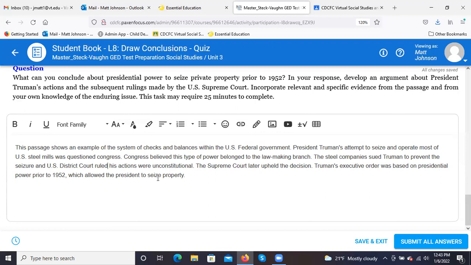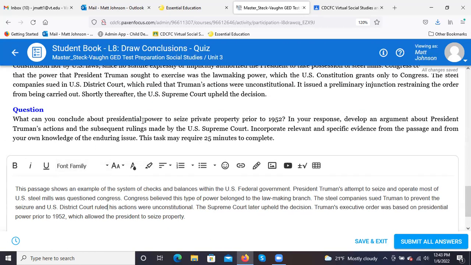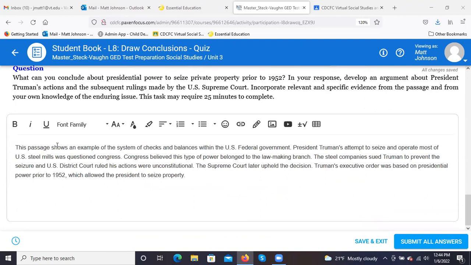So if we look at our question, we can say we conclude about presidential power to seize private property. Well, we conclude that he believed he could do that because he had the ability to seize property prior to 1952. And then we show that this is a series of checks and balances. And we outline what the ruling of the Supreme Court was. So all of that shows specific evidence. We don't get too far out into things that don't come out of the passage, right? Everything that we put in our conclusion is found right there in that passage.